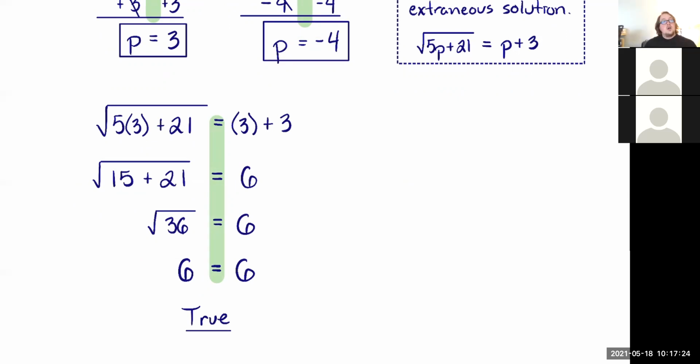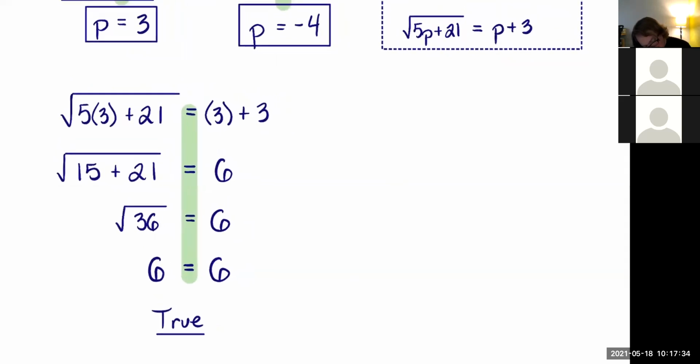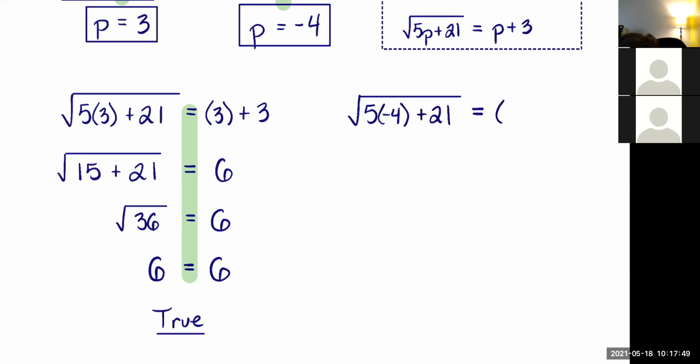Did you erase something? I just fixed my highlight, my line. Then we still have to try -4. So same idea. I'm checking to see if the square root of 5 times -4 plus 21 equals -4 plus 3.